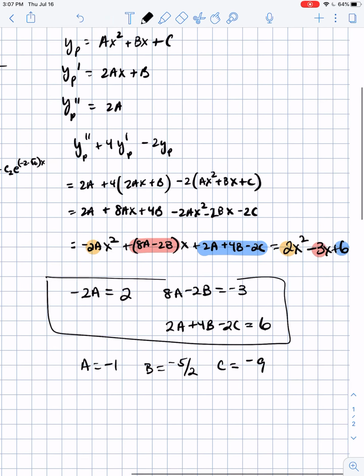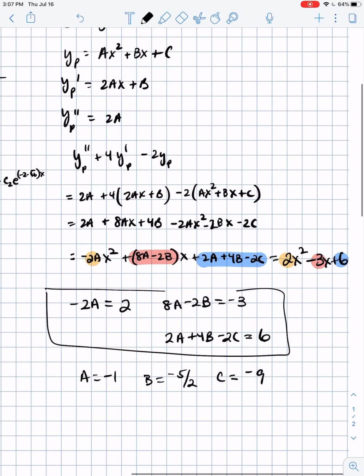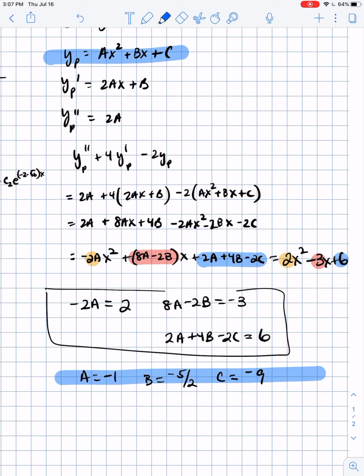All right. Once you get that, then what we're going to do is plug it back into what we made y sub p, which really means a particular solution. So here we have negative x squared minus 5/2 x minus 9.